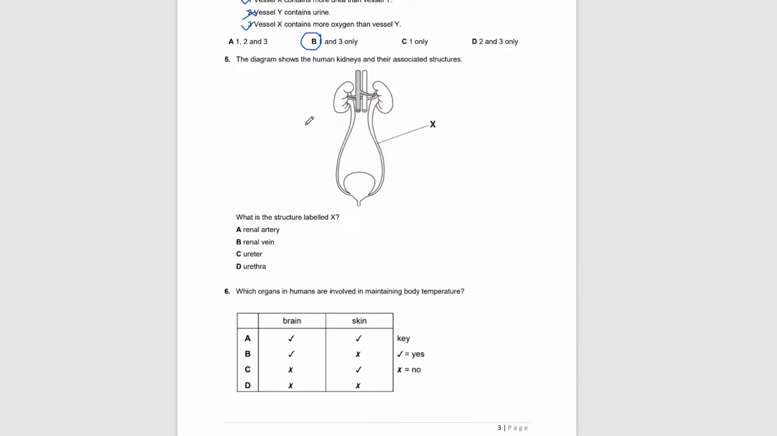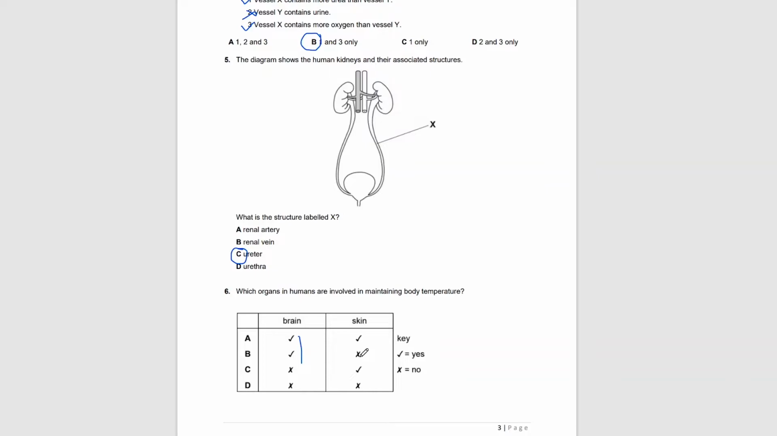Question 5. The diagram shows the human kidneys and their associated structures. What is the structure labeled X? The vessel that connects the kidney and the bladder is called the ureter. So the answer is C. Question 6. Which organs in humans are involved in maintaining body temperature? The brain is the control center that detects the temperature change in blood. The hypothalamus does it.